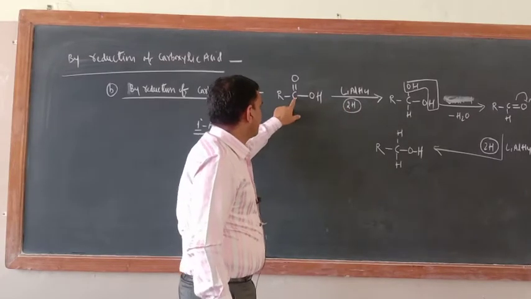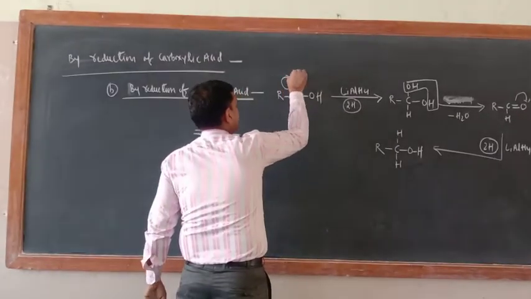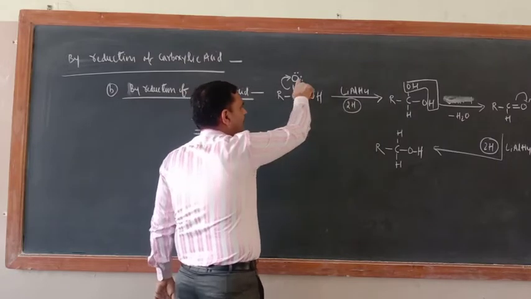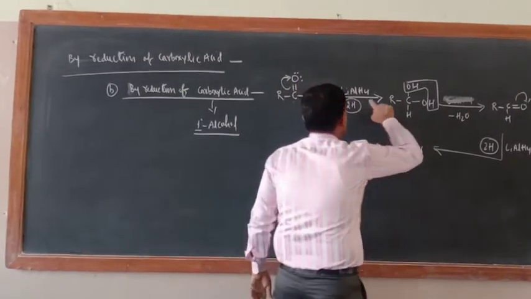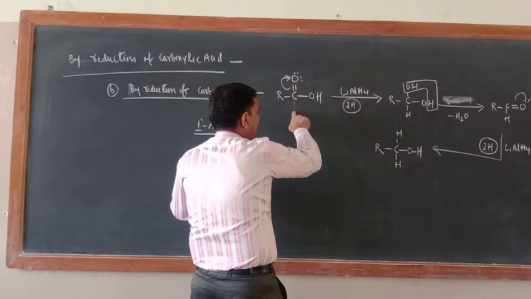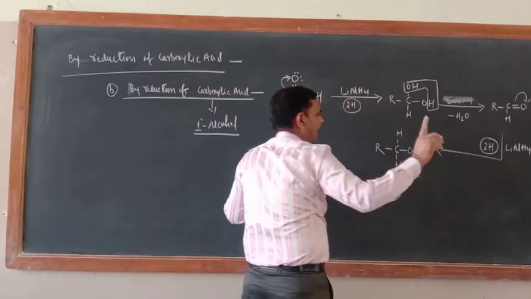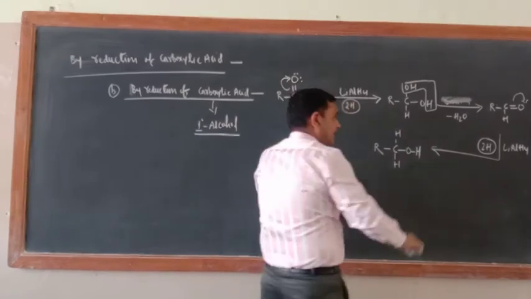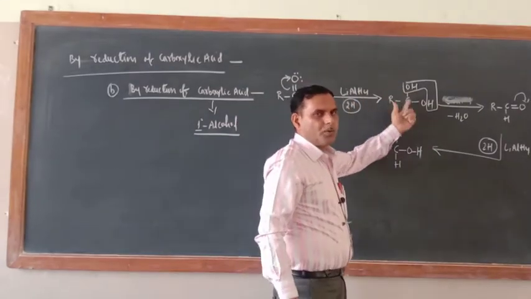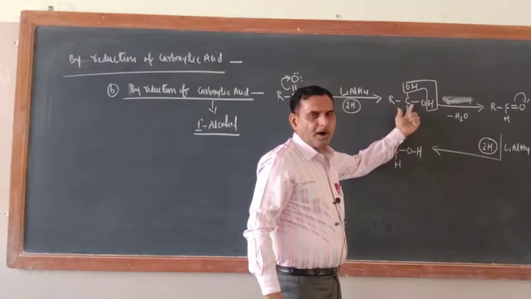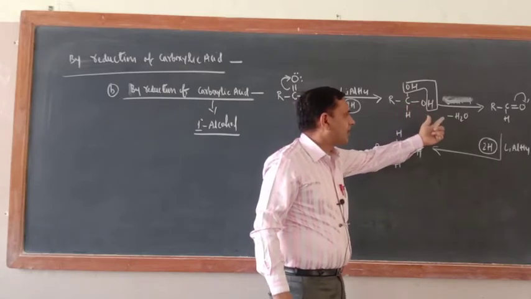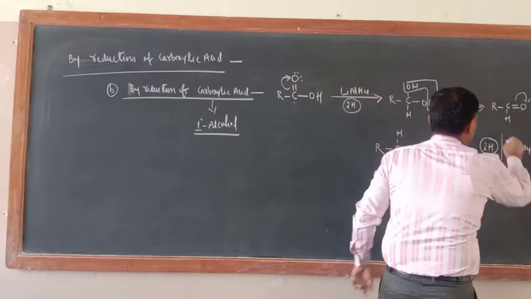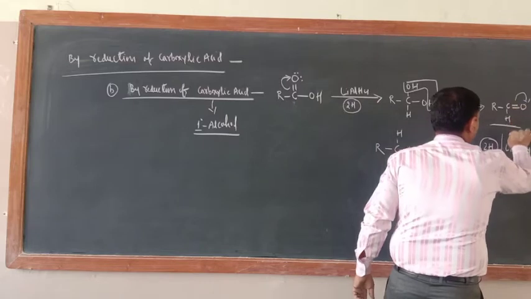Just try to understand here: one valency of carbon and one valency of oxygen will be free. So one H will be attached here, another H will be attached here. Now there is a rule of chemistry. What is that rule? When two OH groups are attached to the same carbon atom, after some period of time they will remove one molecule of water. What is the product here? RCHO. Aldehyde you have got.